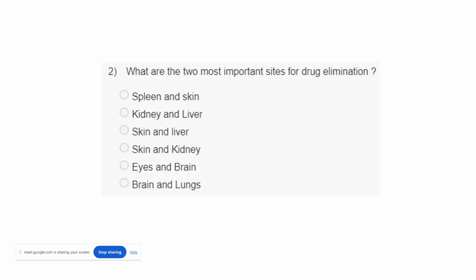Here is the second question. What are the two most important sites for drug elimination? Kidney and liver. Okay. Anybody else?